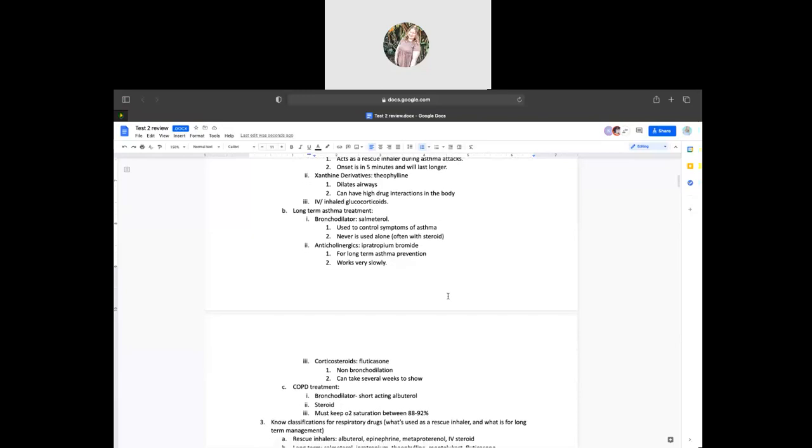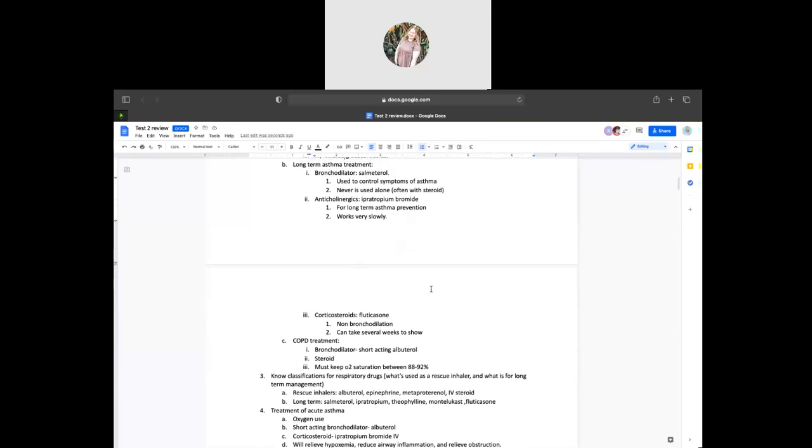For our long-term asthma treatment, these are going to be for our chronic asthma patients, and these are going to help with our control. We can use salmeterol, which is a bronchodilator. It's used to control symptoms of asthma. Remember, we never use it alone. We have anticholinergics. We can use ipratropium bromide, and it's going to be for that long-term asthma prevention.